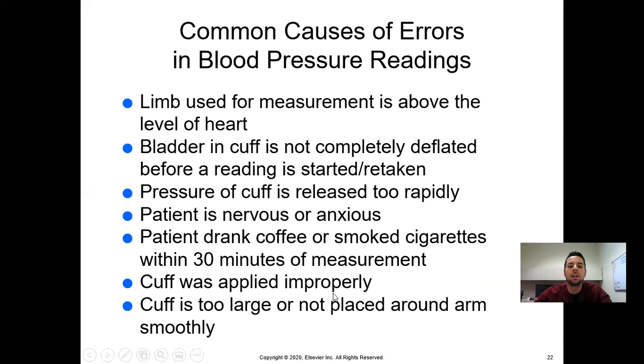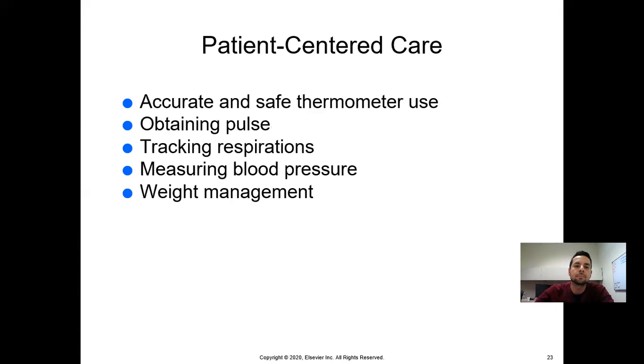Another error is the cuff is too large and not placed around the arm correctly. So make sure that you put it correctly as what the cuff says. According to the artery, there's going to be an arrow. And when we're in class, I'll show you specifically how it's measured.